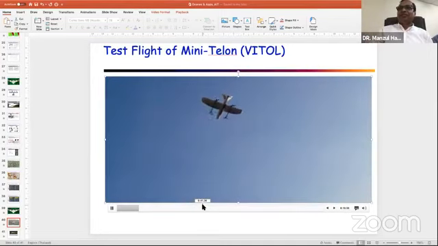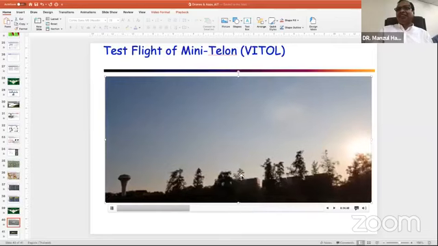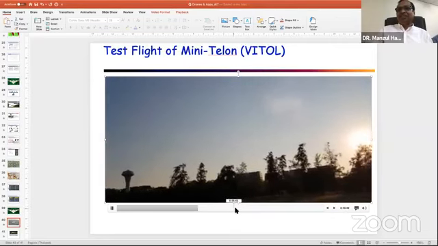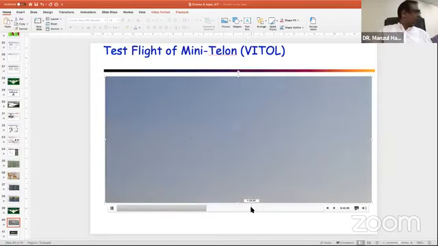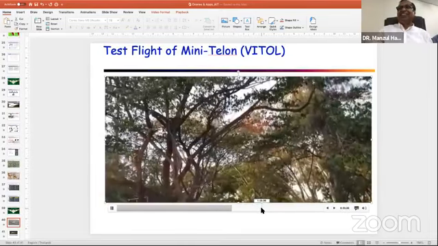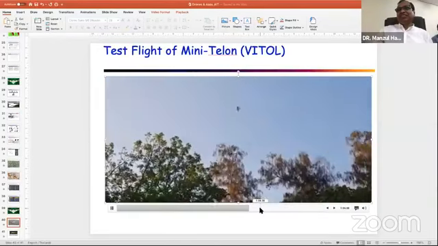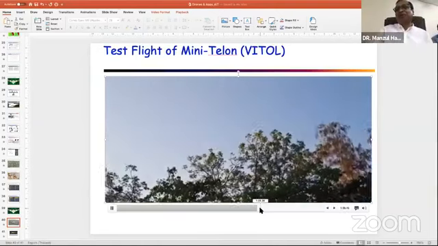It's going up. Once it attains the height, then we stop these four propellers. Then we start the back propeller. Now it's moving forward. Very fast. It's somewhere here, I think. Not in the tree, right? No, it's coming. It's a little bit noisy, I think, because of so many propellers. Four propellers are there.